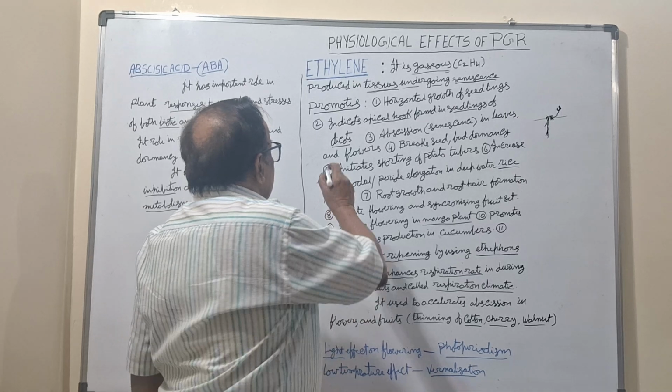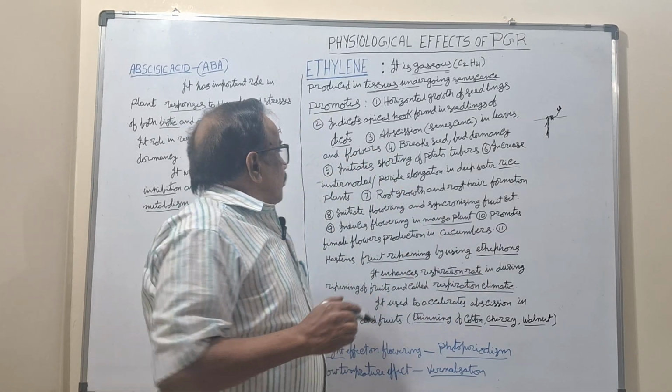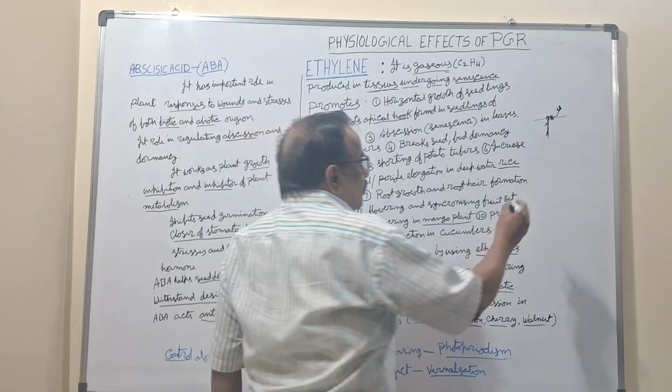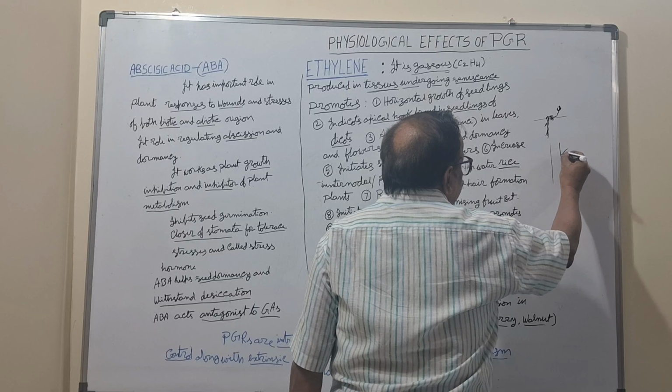Remember it. And next, abscission in leaves, flowers and fruits. I already told you: abscission forms at the junction of the stem and the leaf.